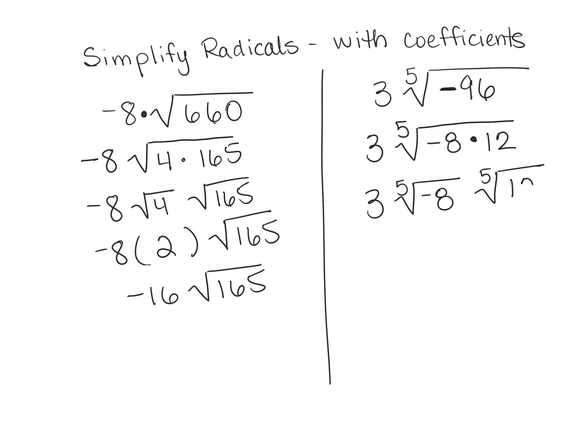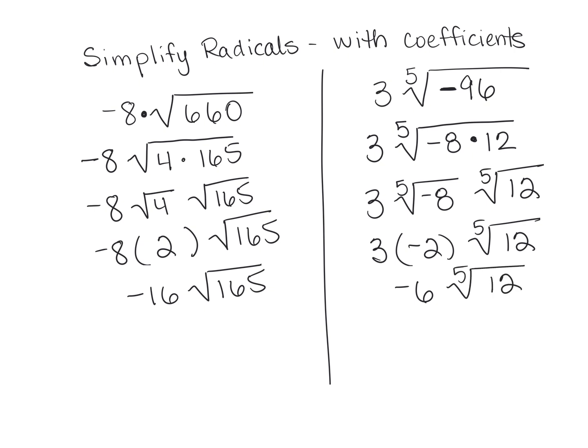And I know that the 12 won't go any smaller because 8 won't divide into that evenly, and the next biggest one is too big. So we keep our 3. The fifth root of negative 8, if you type that in on Desmos, you're going to get negative 2. And then you're going to have the fifth root of 12. So you multiply 3 times negative 2 and get negative 6. And you'll still have the fifth root of 12.